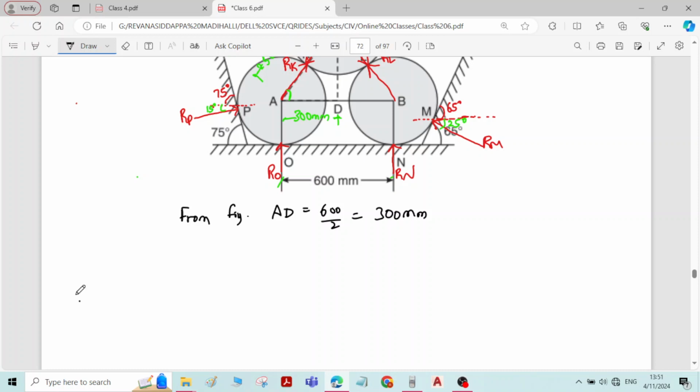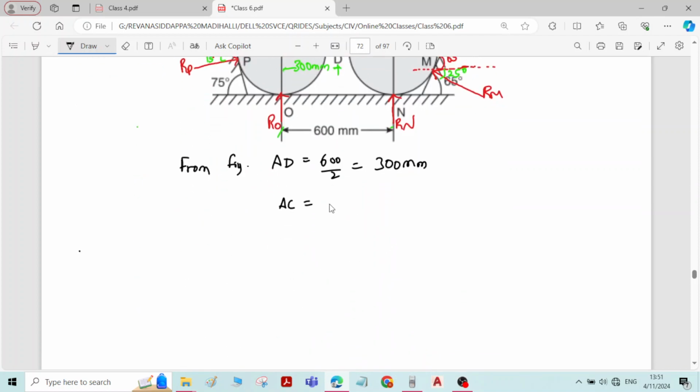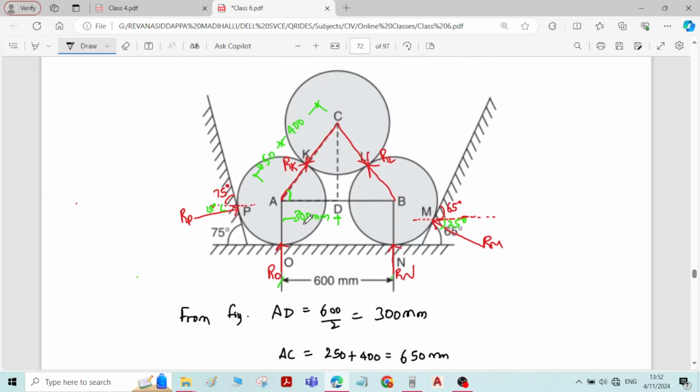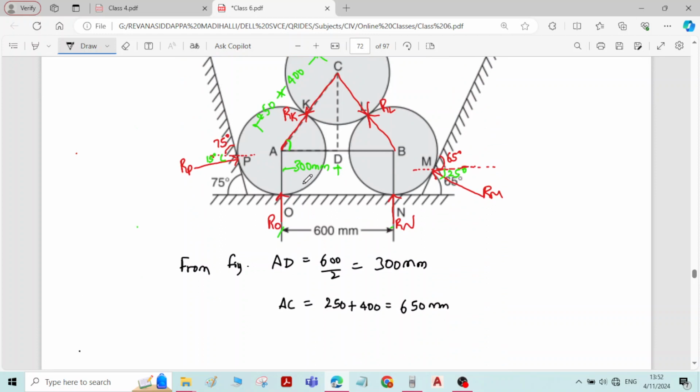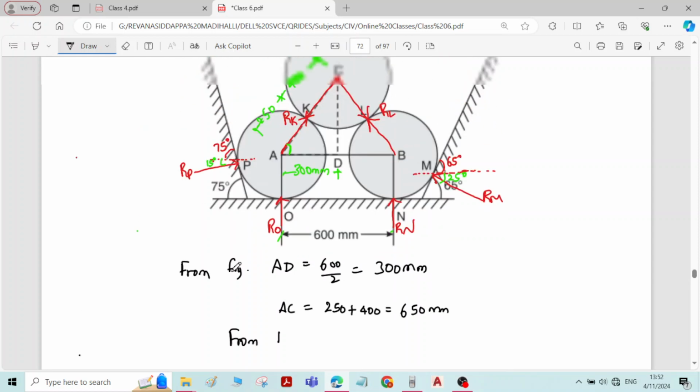Then length AC is equal to 250 plus 400, you will get the answer as 650 mm. Now you can calculate the inclination of RK with the x-axis. I will take right angle triangle ADC.